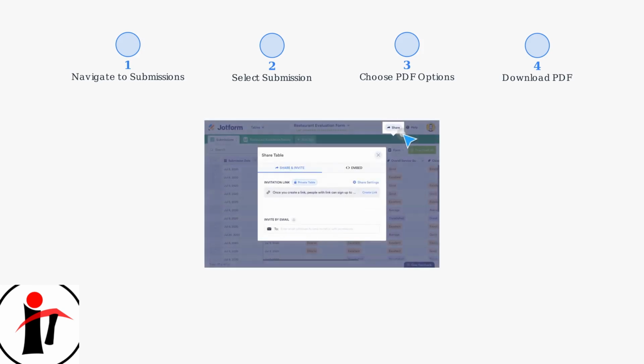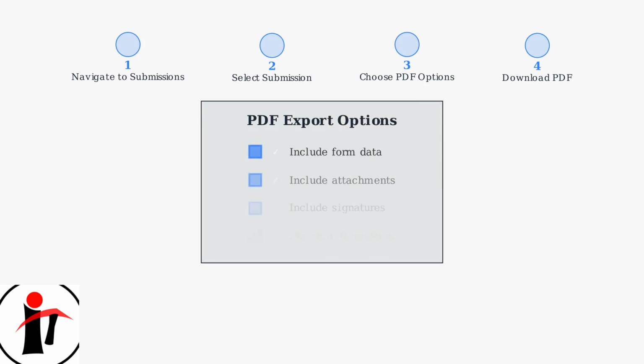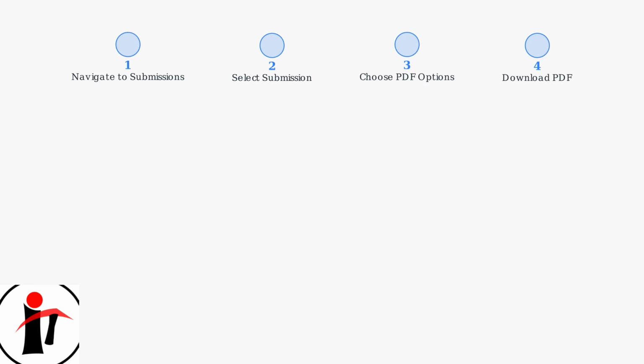Step 2. Once in the Submissions view, you'll see a table of all form responses. Select the specific submission you want to export as a PDF by clicking on it. Step 3. Look for the Print or PDF option in the submission details. This is typically found in the Toolbar or Action menu. Click on it to access the PDF formatting preferences.